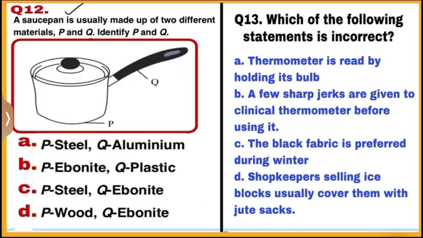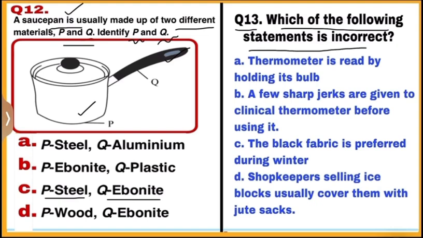Question number 12. A saucepan is usually made up of two different materials P and Q. Identify P and Q. Here P is steel and Q is ebonite. Question number 13. Which of the following statements is incorrect? This statement is incorrect: thermometer is read by holding its bulb. So here option A is the correct answer.